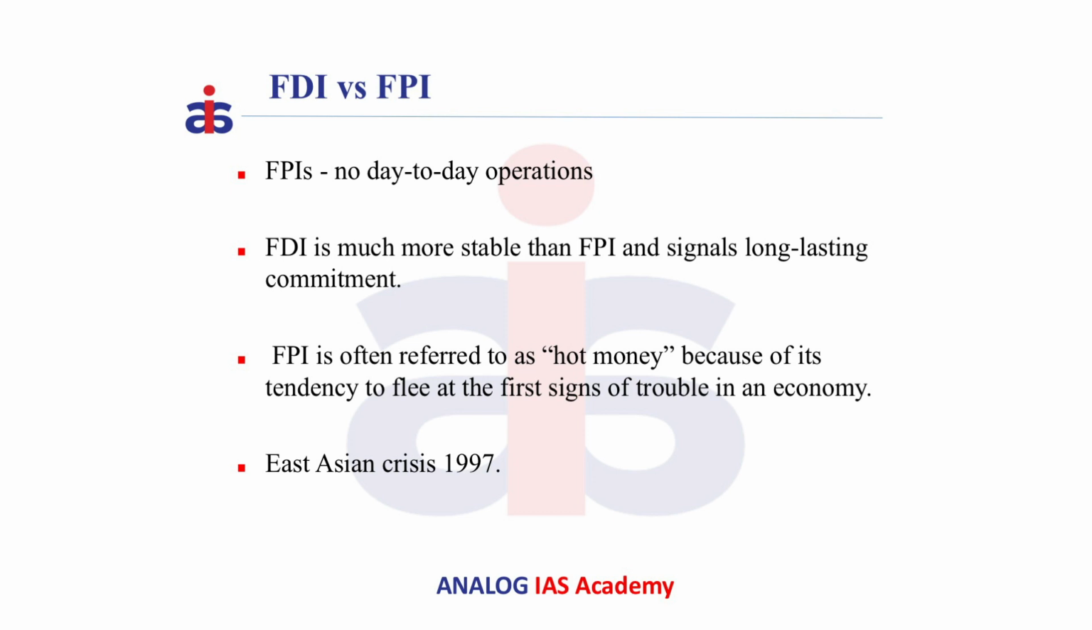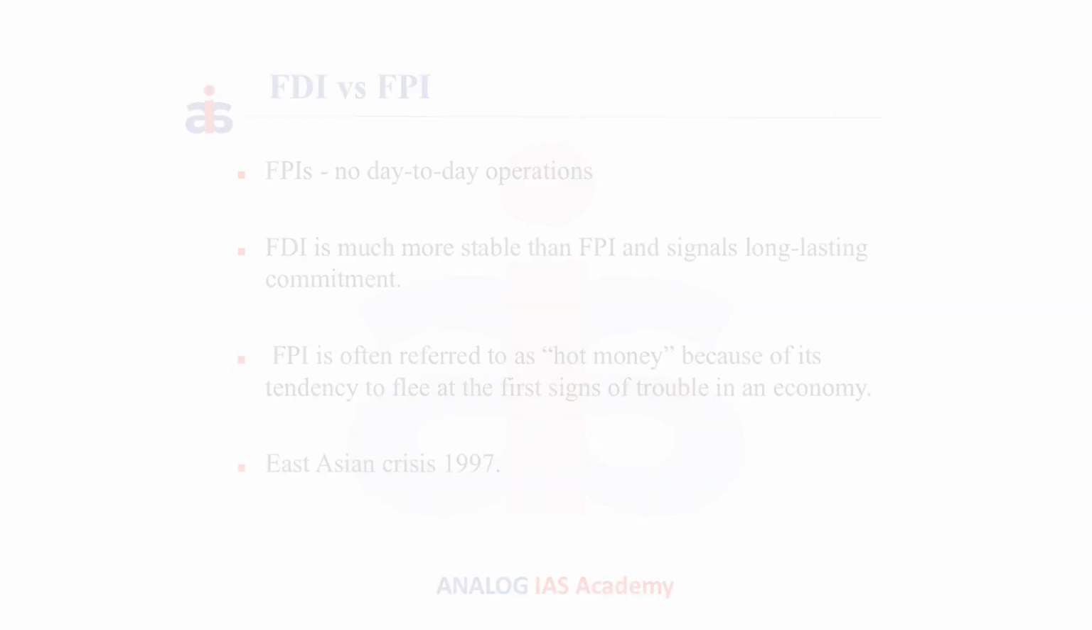Often FPI is referred as hot money because of its tendency to flee at the first signs of trouble in an economy. These massive portfolio outflows can exacerbate economic problems during periods of uncertainty. For example, East Asian crisis 1997.